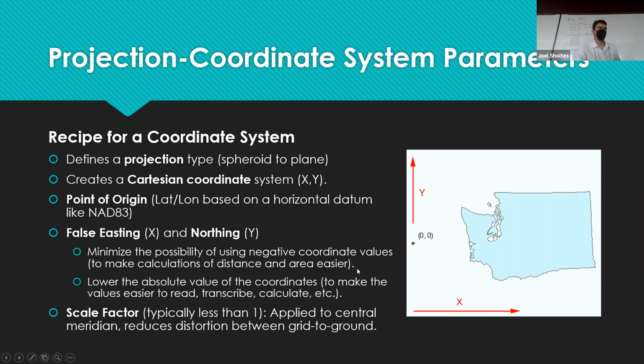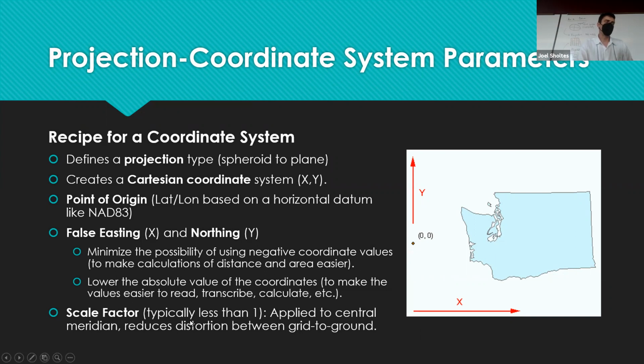To minimize the possibility of using negative coordinate values, a false northing and easting are added to that 0, 0. And so maybe we start out at 100,000, 100,000 or something like that, right? So that's a false northing and easting. It's just added to 0, 0 so that we have big numbers to work with.